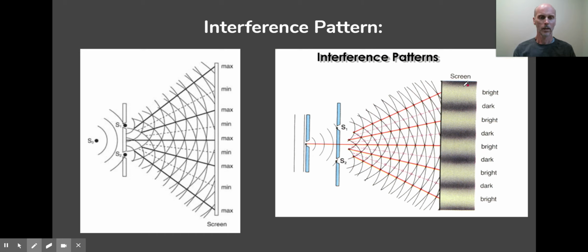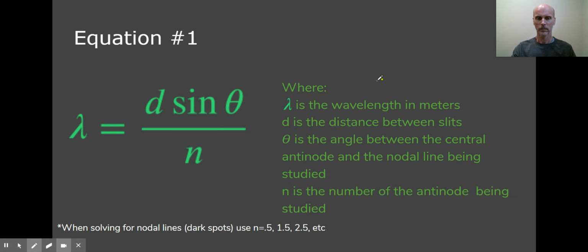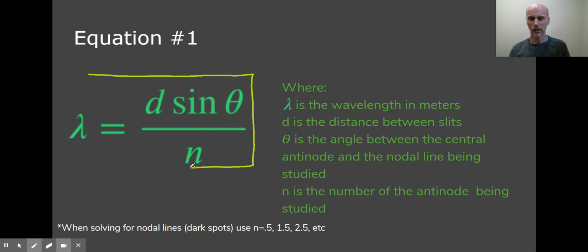Now, the fact that this is a pattern lends itself to being analyzed mathematically. So here's the first of two equations that we will use to analyze the interference pattern. It's got a few different names, but we'll refer to it as interference pattern equation number 1. It says that lambda, or wavelength, is equal to d sine theta over n.